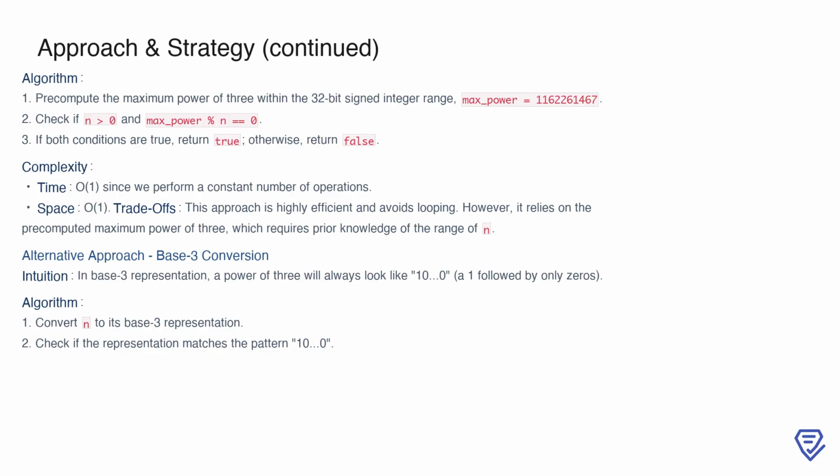Otherwise, it's not, and we return false. This approach is extremely efficient, with a time complexity of O(1), since it involves only a couple of constant operations. It also uses constant space. The trade-off here is that it relies on pre-computing the value of 3 to the power of 19, but this is trivial since the range of n is well-defined and doesn't change.